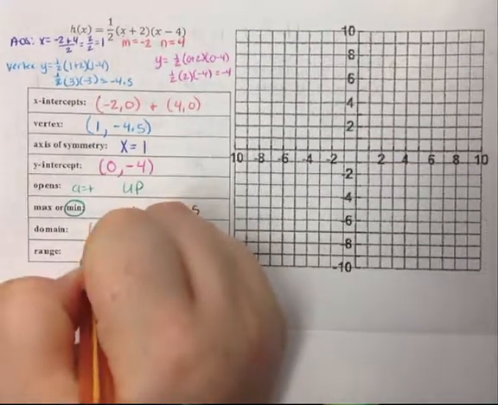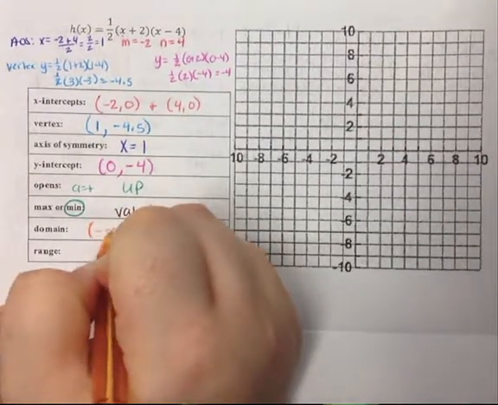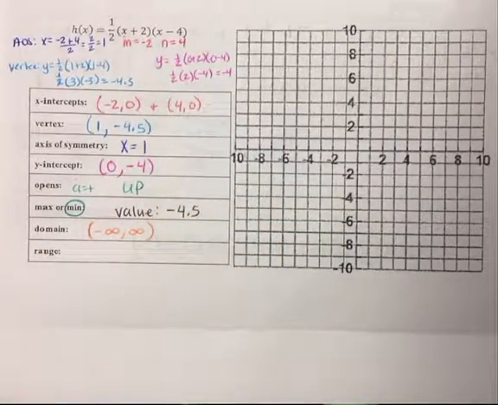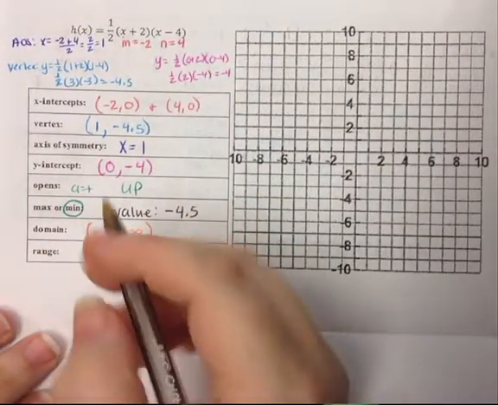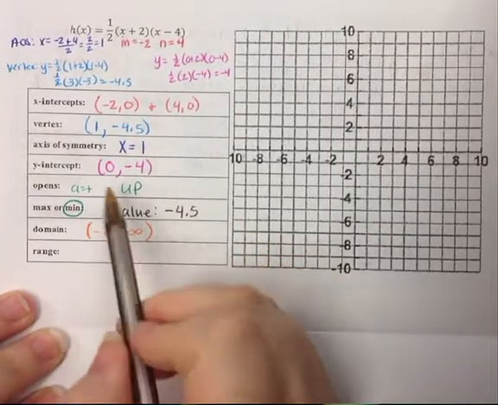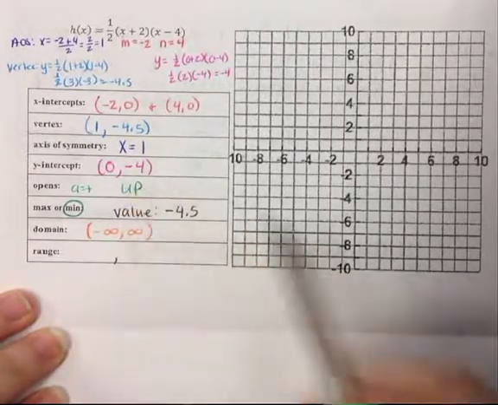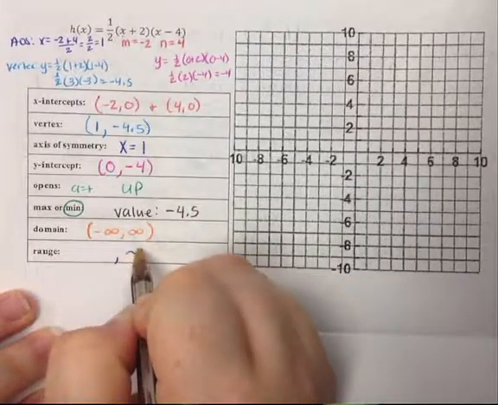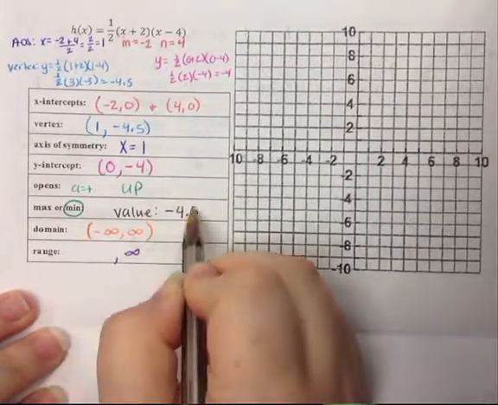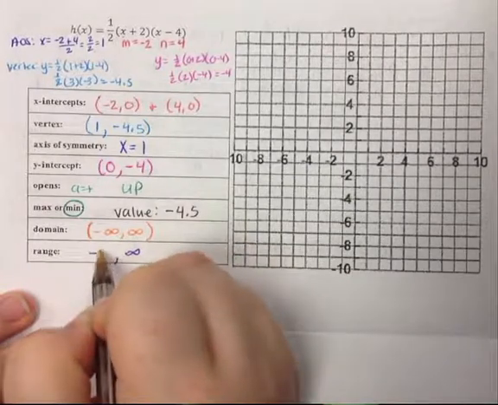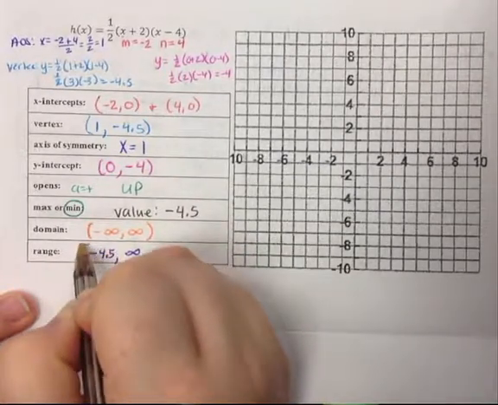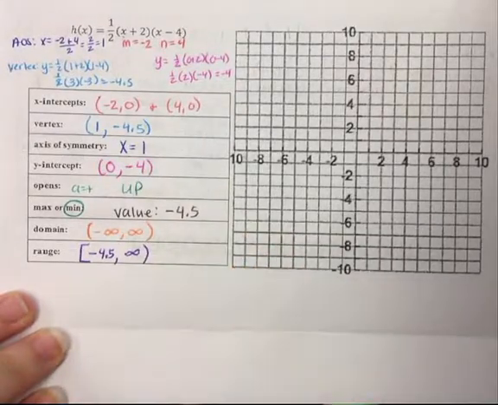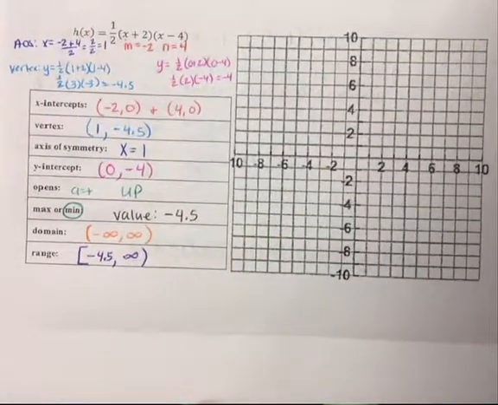Our domain, again, is always written as open bracket, negative infinity to positive infinity, open bracket. Now for our range, we're going to have our comma. Since it opens up, that tells us it's going to keep going up. We're going to have a positive infinity. Positive infinity is always on the right-hand side. And therefore, I use my negative 4.5 on the left. Close bracket because it stops there. And then open bracket for our infinity.